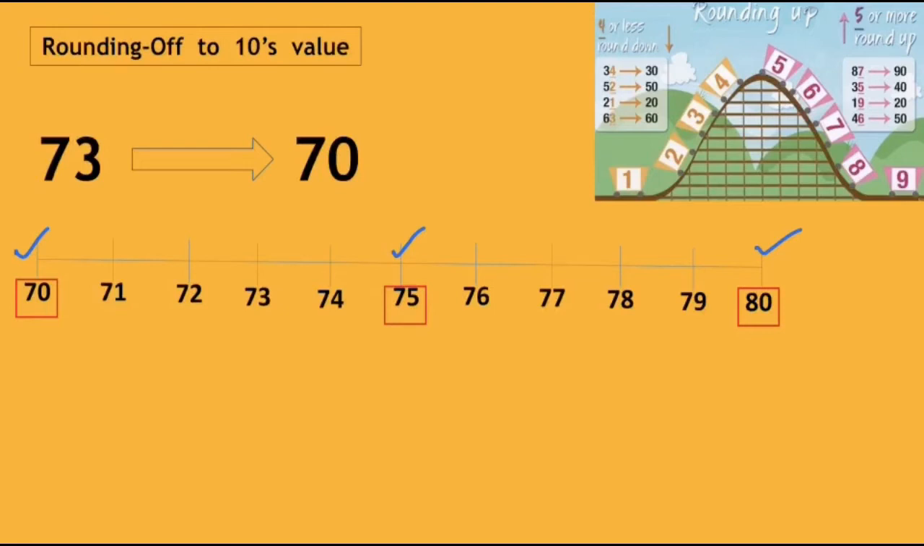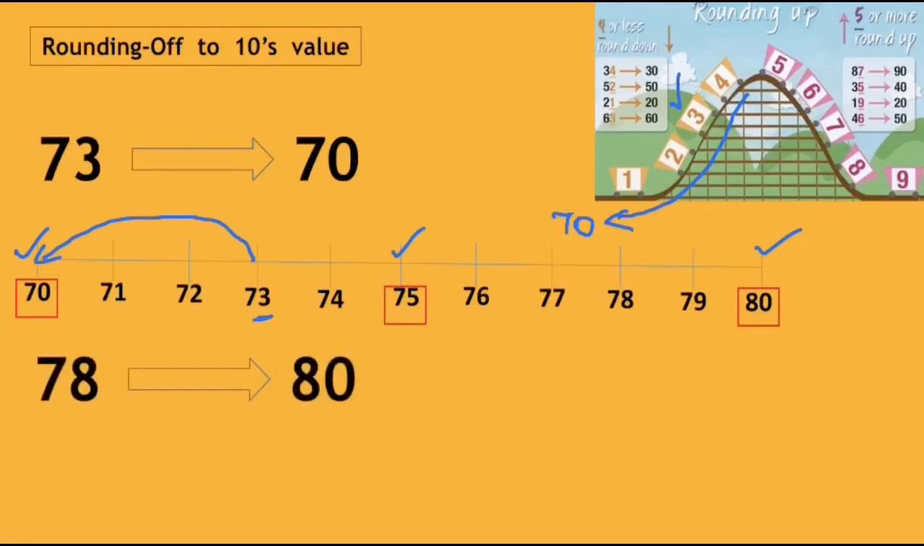73 will be placed nearer to 70. The ones place is 3. That means 4 or less, the number will be rounded down. So 73 is placed on the number line here. It will be rounded down to 70.